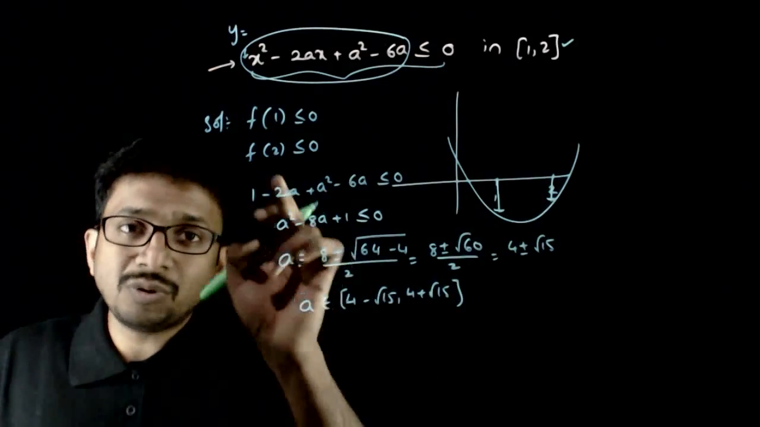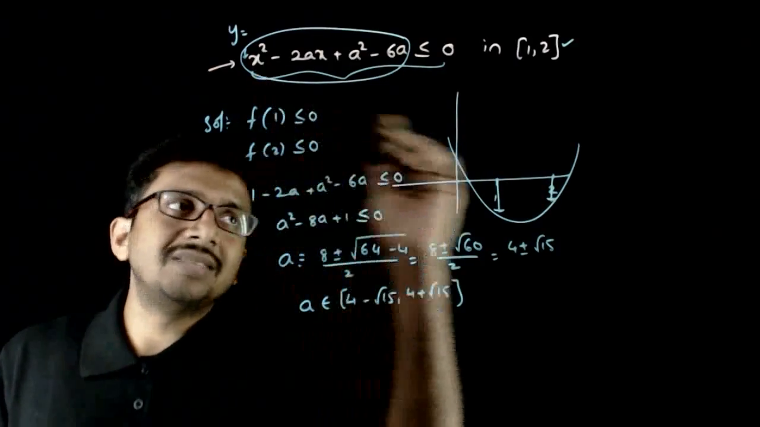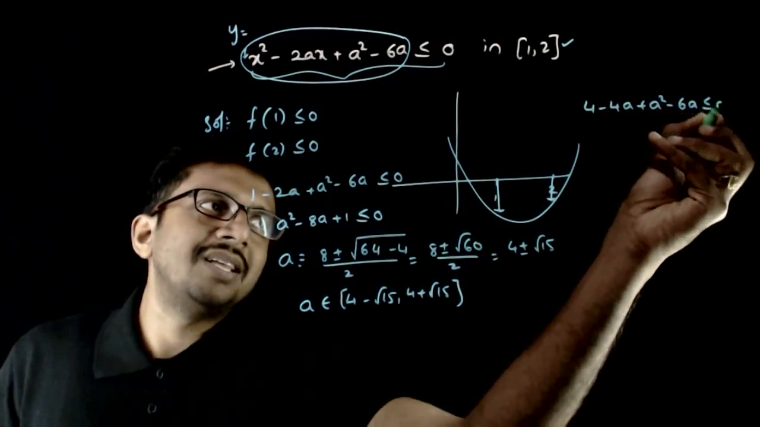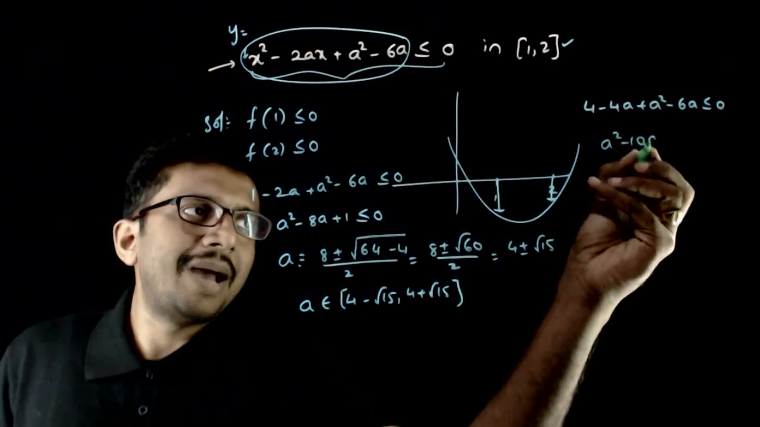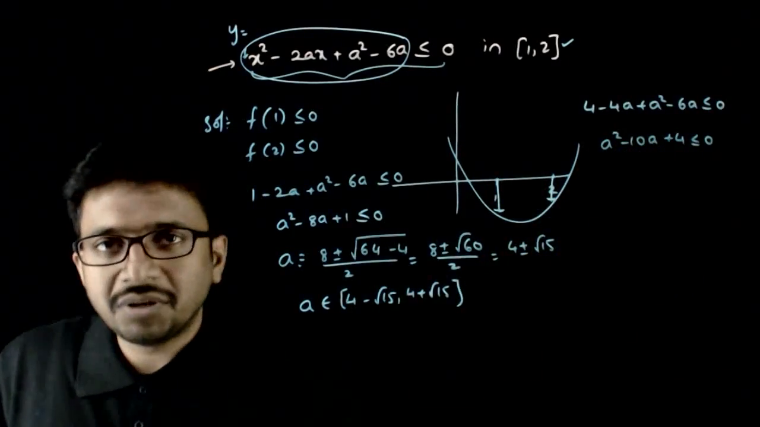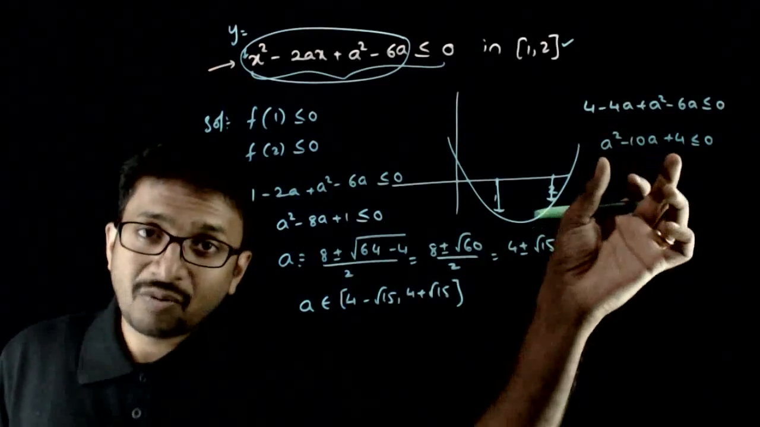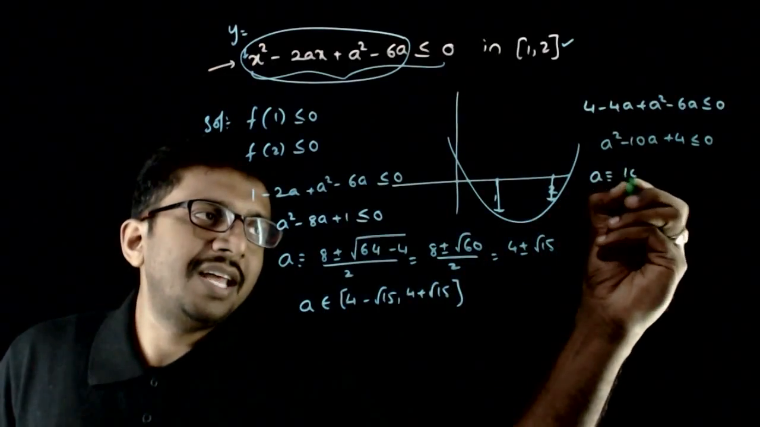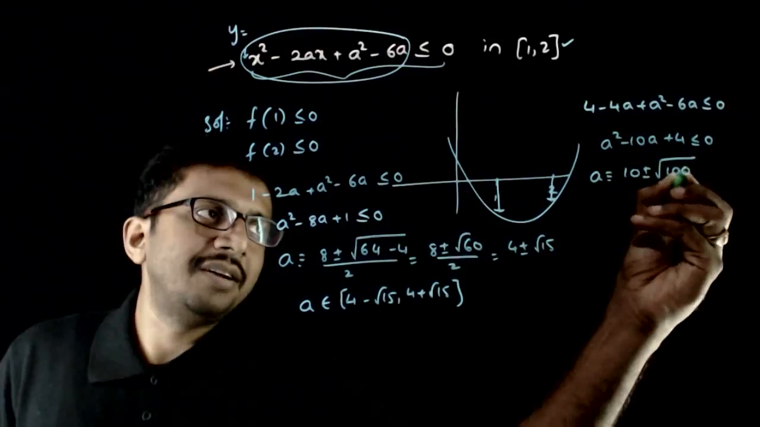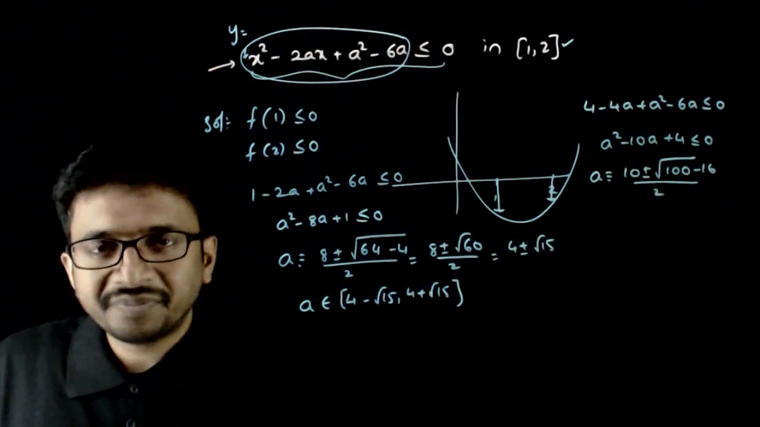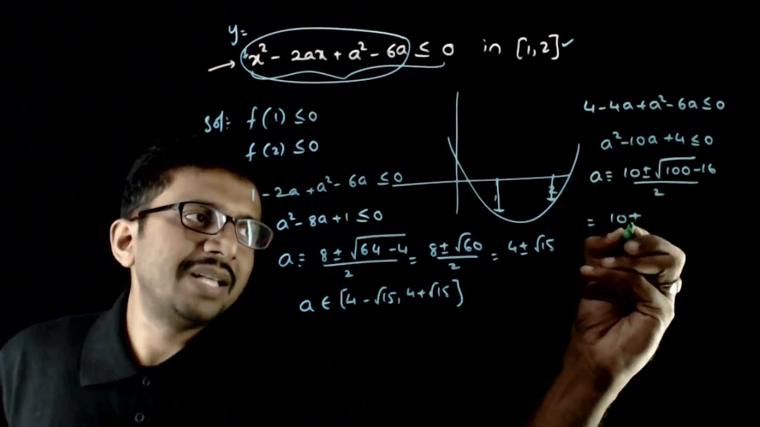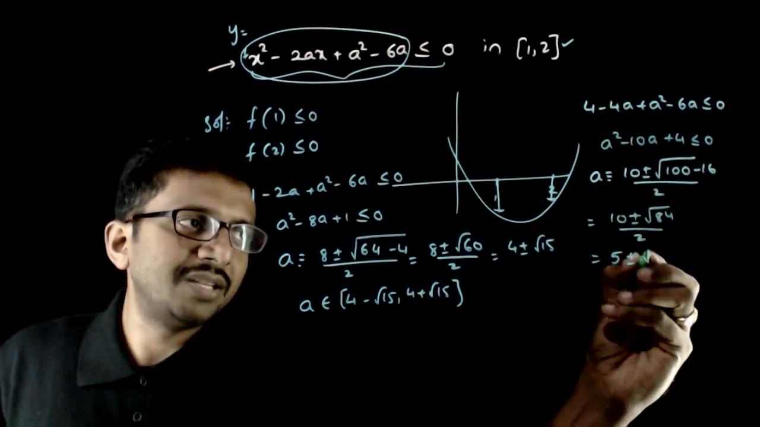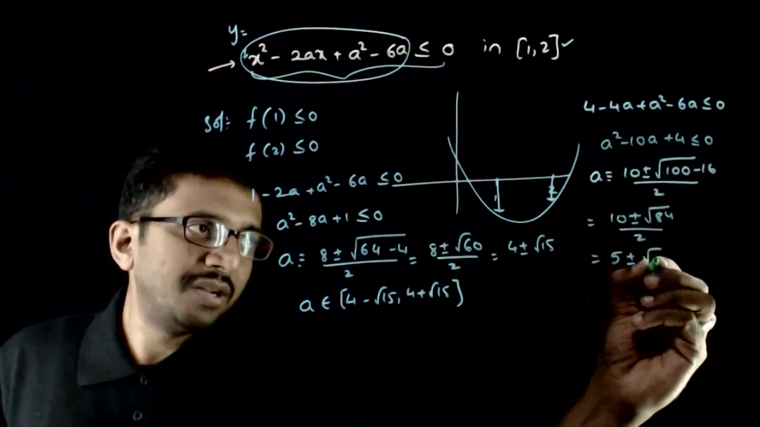Now the second condition is f of 2 should also be less than 0. If you take f of 2 less than 0, you get 4 minus 4a plus a square minus 6a less than or equal to 0. That is, a square minus 10a plus 4 is less than or equal to 0. Again, a quadratic expression less than 0 means a lies between the roots. So what are the roots of this? 10 plus or minus root of 100 minus 16 by 2, which is 10 plus or minus root of 84 by 2. That is equal to 5 plus or minus root 21, if I take a 4 common.